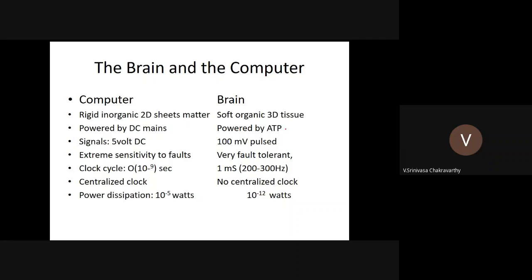Whereas the brain, because it's live matter, it's tissue basically having a bunch of cells. It is powered by ATP, and its ATP comes from the glucose and oxygen supplied by the blood flow. And ATP is everywhere, right? In every cell. So that's one thing.